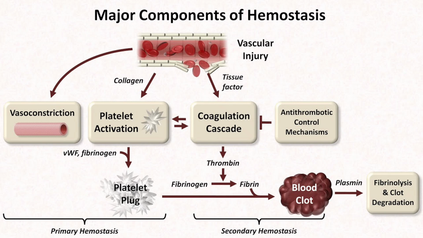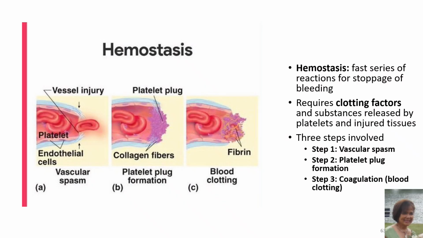So let's take a look at hemostasis. Hemostasis is a very fast series of reactions for stoppage of bleeding. It requires clotting factors and substances that are released by the platelets. The first step is vascular spasm, like what I mentioned to you, and then formation of the platelet plug, and then finally the formation of fibrin through a cascade of mechanisms which we call blood clotting.